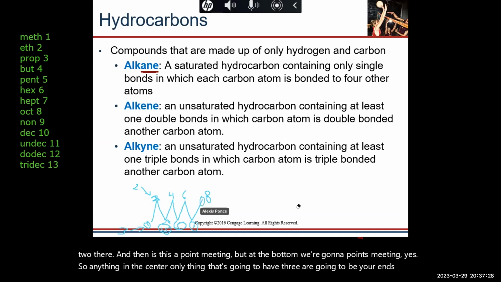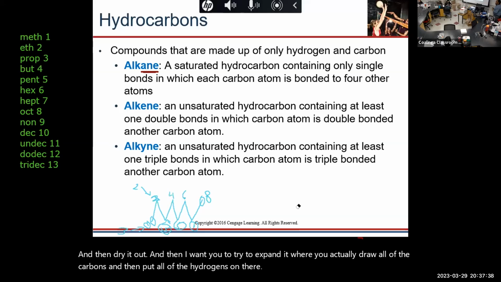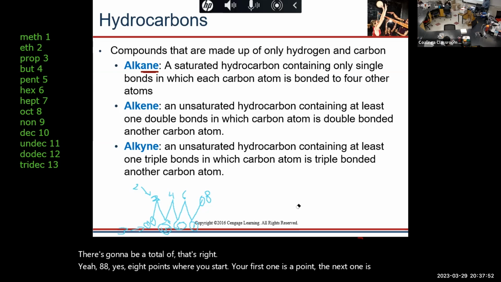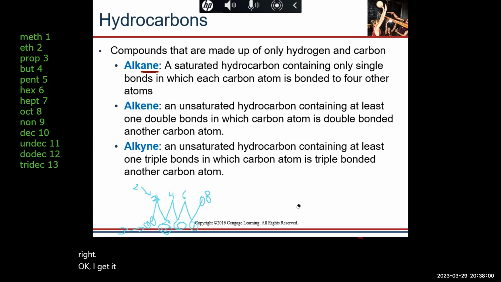Oh, okay. And then draw it out, and then I want you to draw it expanded, where you actually draw all of the carbons and then put all of the hydrogens on. So there's gonna be a total of 8 points, 8 carbons, where you start, your first one is a point, the next one is, yes, that's right. Okay, I get it. Yeah, I wasn't counting the correct way.